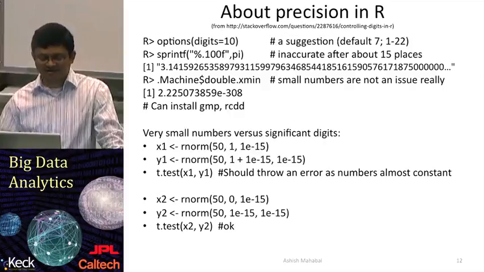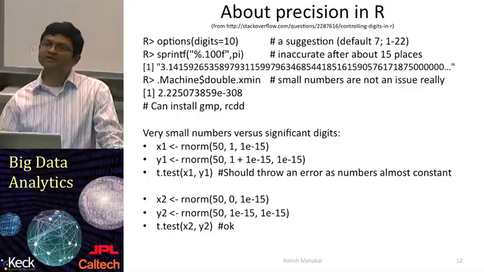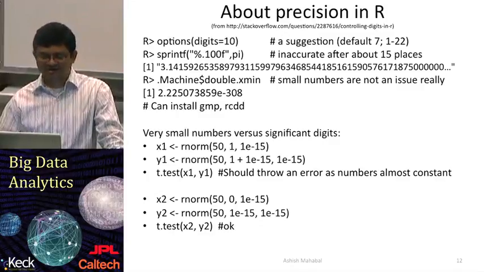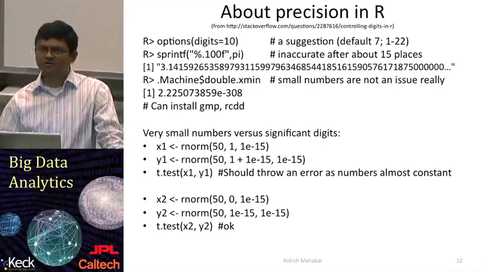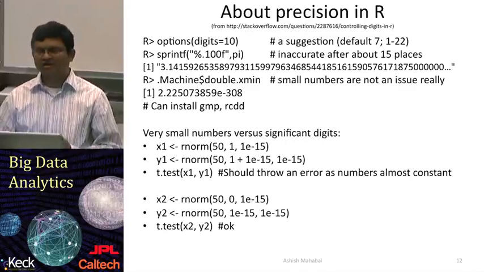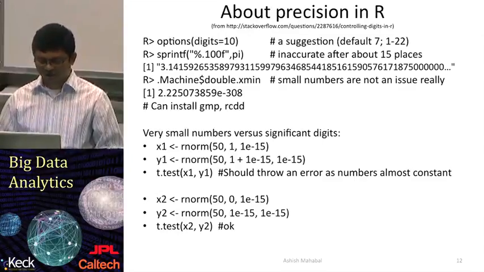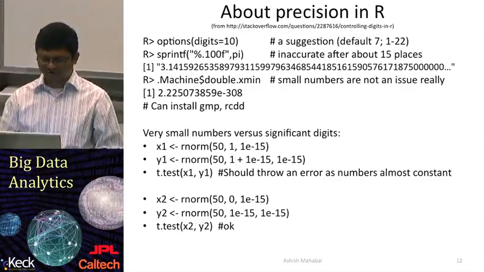But in the second example, what we do is that we assign to x2 numbers that have a mean of 0, and again a very small standard deviation. And to the second vector, we assign numbers that are very close to 0 mean, but not 0, and the same standard deviation. In this case, if you try to compare them, you'll be fine. So again, it depends very much on what kind of numbers you are trying to compare and what kind of precision that you want with them. R will allow you to use them in a proper fashion.